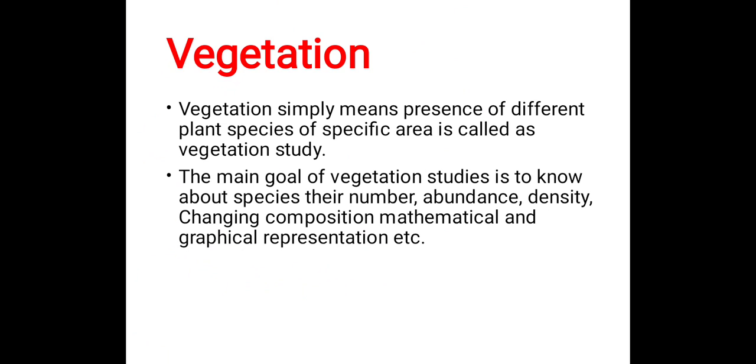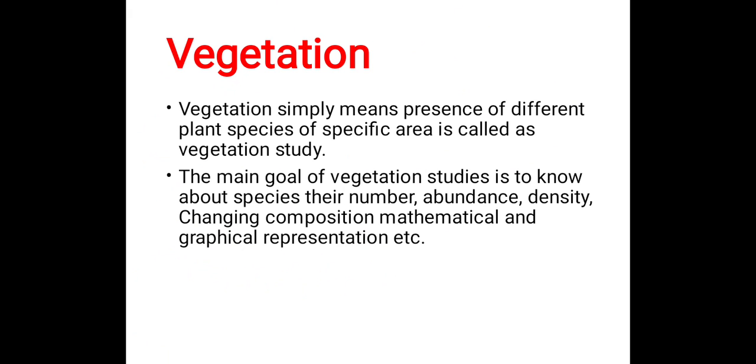The main goal of vegetation study is to know about species, their numbers, abundance, density, changing composition, mathematical and geographical representation, etc. Vegetation studies give a precise measure of the changing biodiversity composition of any area over time. This change, good or bad for biodiversity, can also be understood with the help of these studies. The selection of an appropriate sampling technique depends upon the type of data needed and the sampling size.